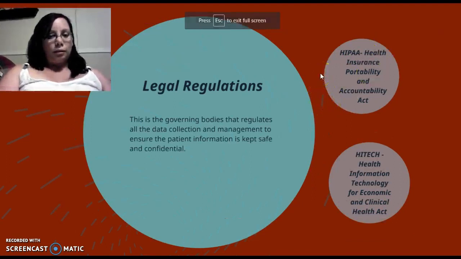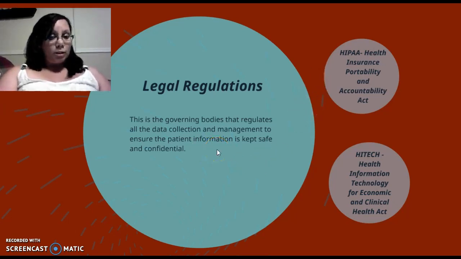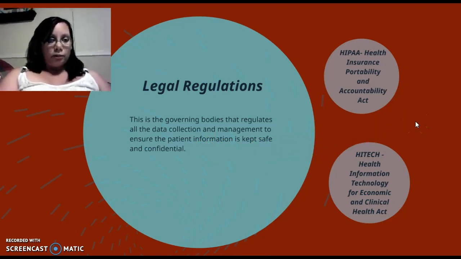There are legal regulations to this. These are the governing bodies that regulate all the data collection and management to ensure that patient information is kept safe and confidential, because, of course, safe patient information is very important to nurses and to patients. We want to make sure that our patients' information is kept safe, not only within the hospital and the doctor's offices, but everywhere.